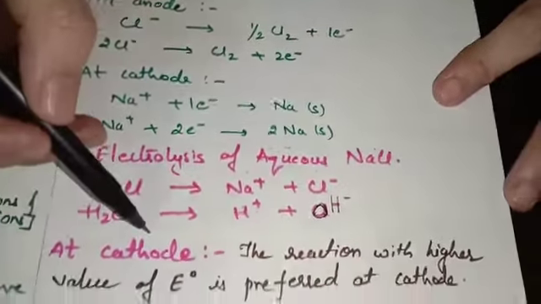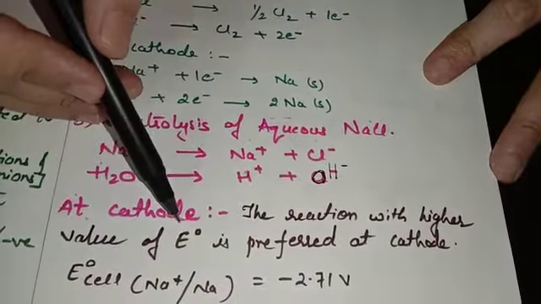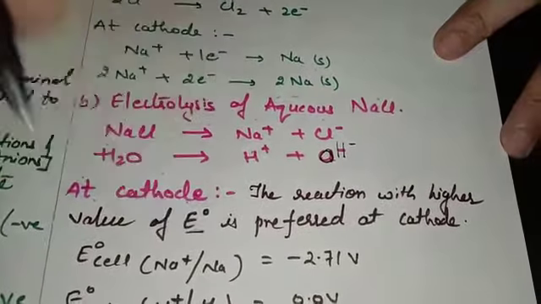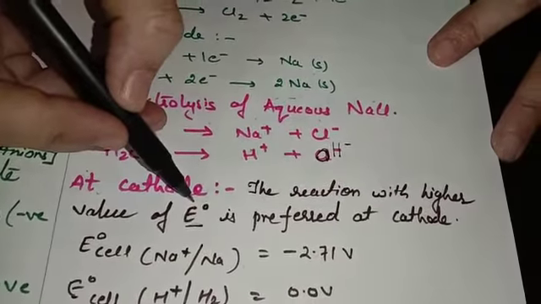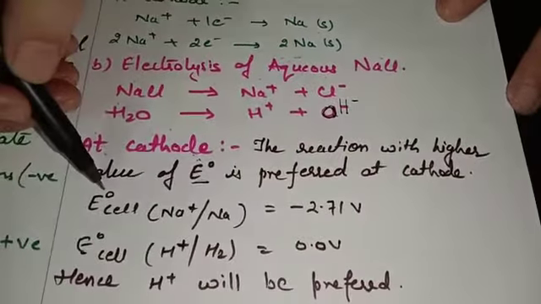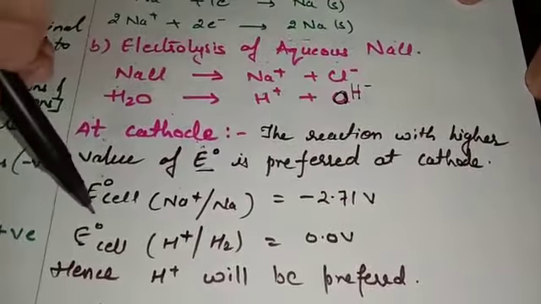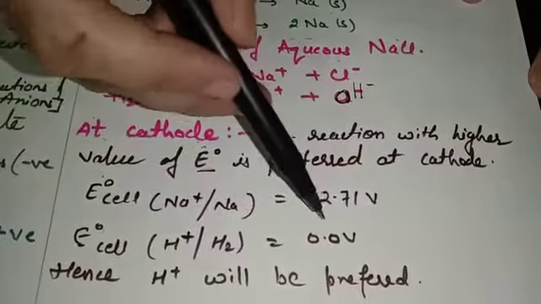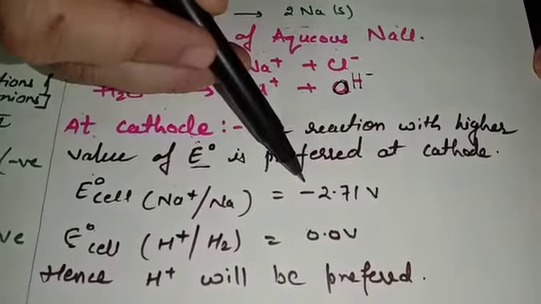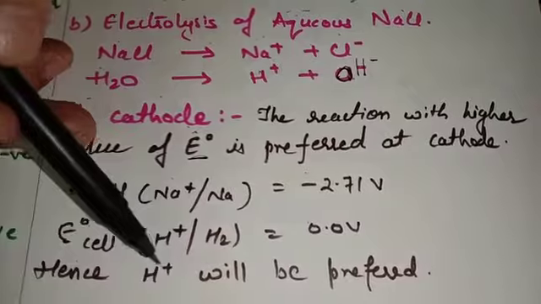So at the cathode, the reaction with the higher value of electrode potential is preferred. Higher value of electrode potential. From where are you going to get the value of E naught? From the electrochemical series. The E naught value of sodium ions comes to minus 2.71 volt, whereas the E naught value of hydrogen comes to be 0.0 volt. Among these, 0.0 volt is higher than minus 2.71 volt. Hence, at the cathode, hydrogen gas will be released.